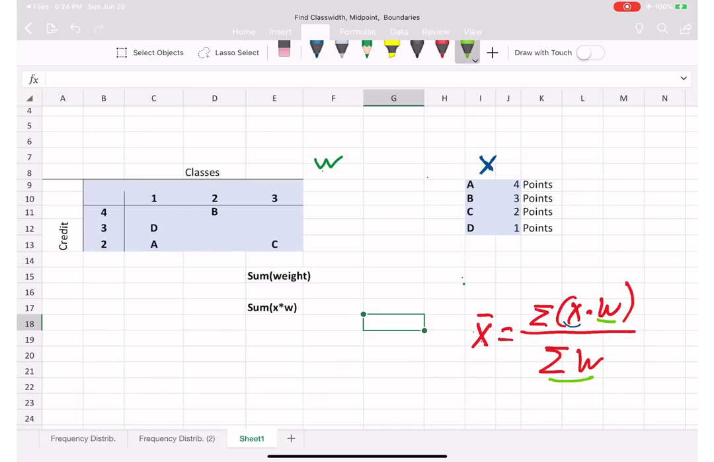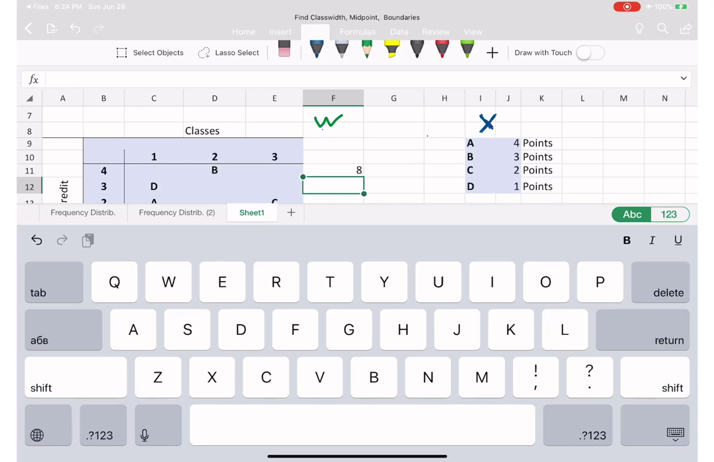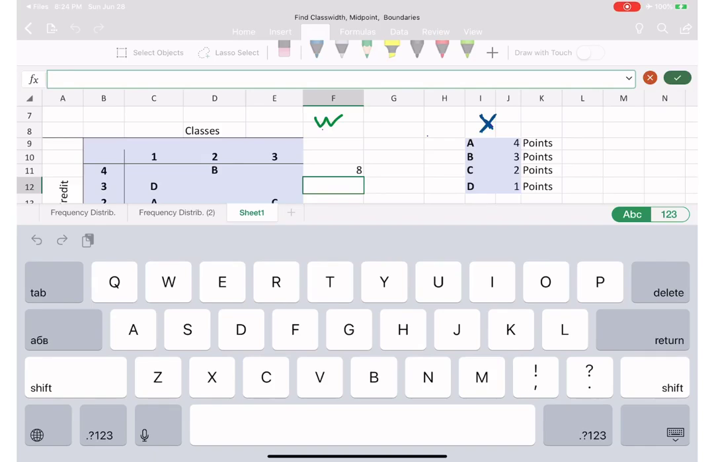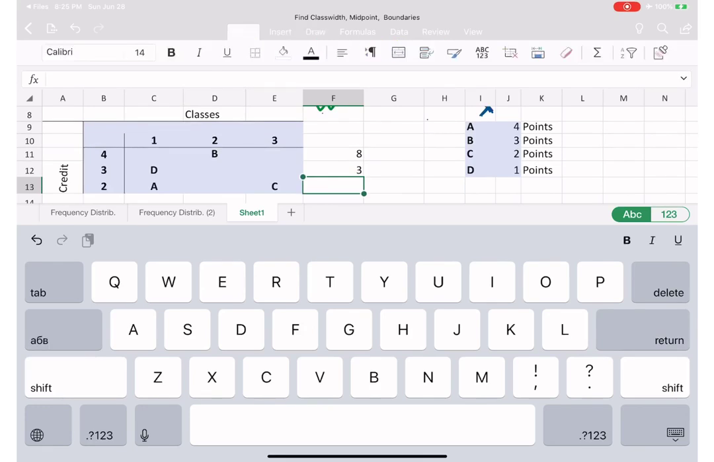So let's see how we are going to find w, that consists of classes and credit hours. So for letter B, the weight is going to be equal to 2 classes times 4 credit hours. Next, for student got D in 1 class, times 3 credit hours. So because D got in 1 class and 3 credit hours, that's 1 times 3.